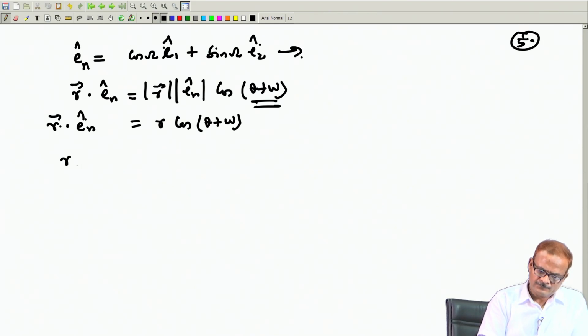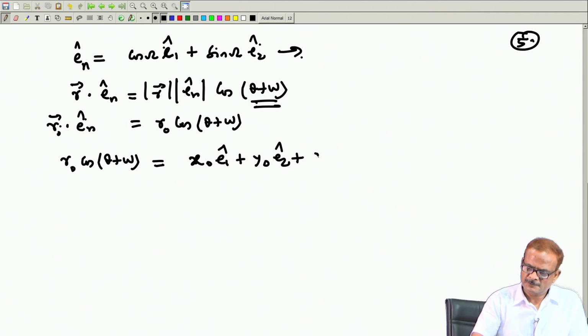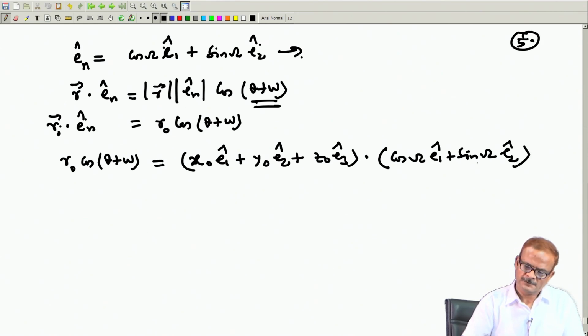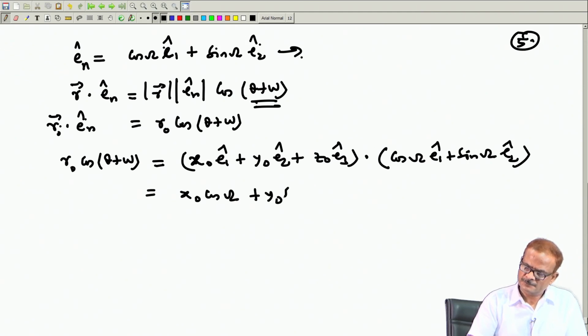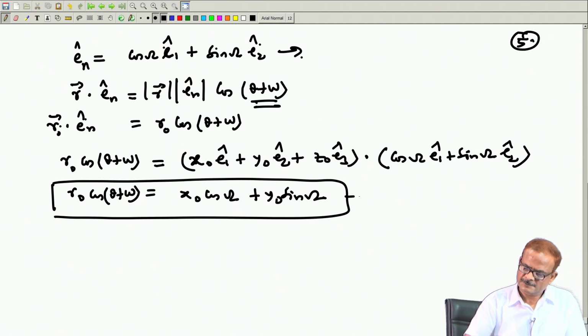So, we can write here r 0 cos theta plus omega equal to x 0 E 1 cap plus y 0 E 2 cap plus z 0 E 3 cap, times E n cap, which is cos capital omega E 1 cap plus sin capital omega E 2 cap. So, therefore, this gets reduced to x 0 cos capital omega plus y 0 sin capital omega. So, this is r 0 cos theta plus small omega. So, this is one equation. Let us name this as equation A.